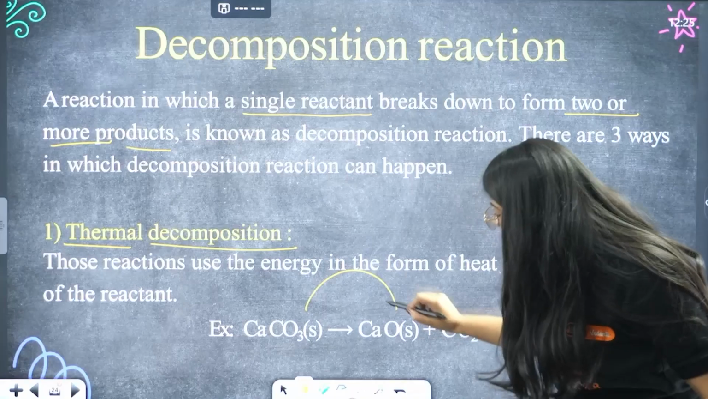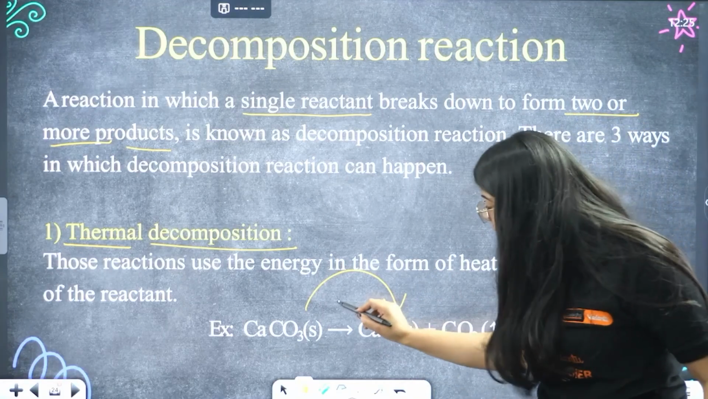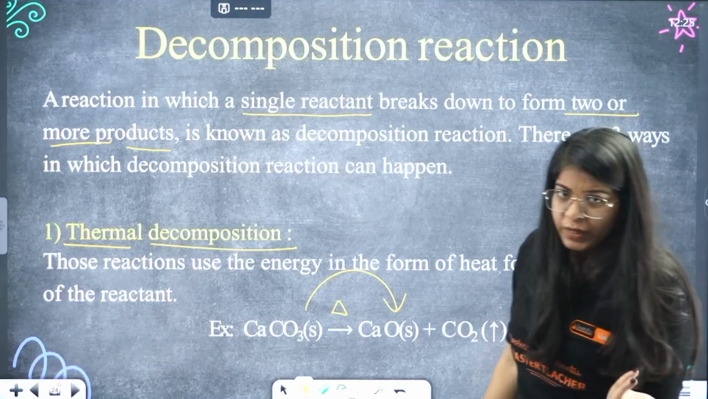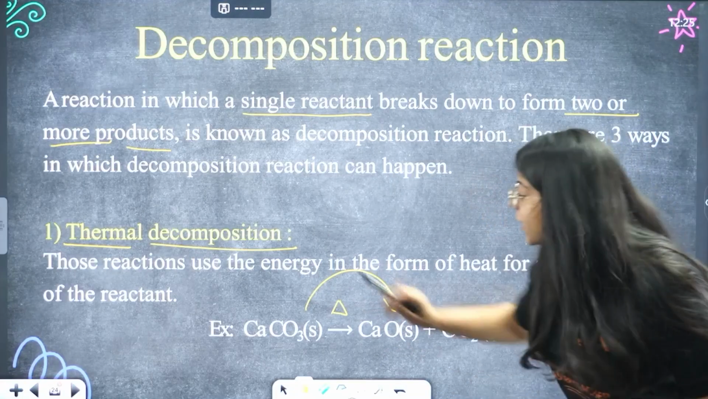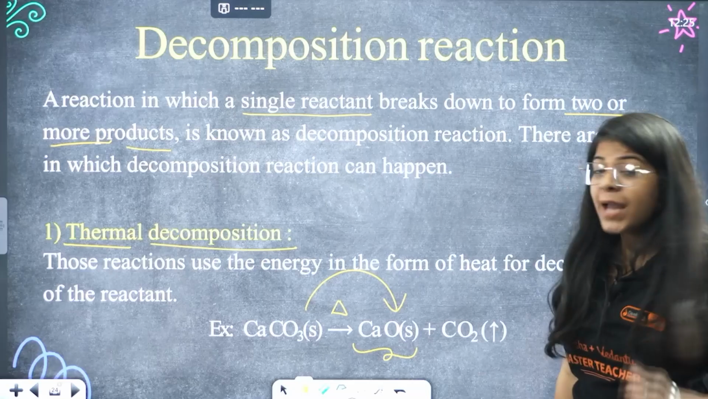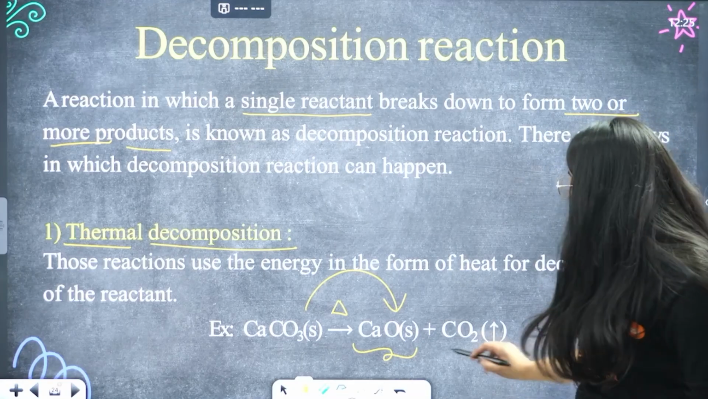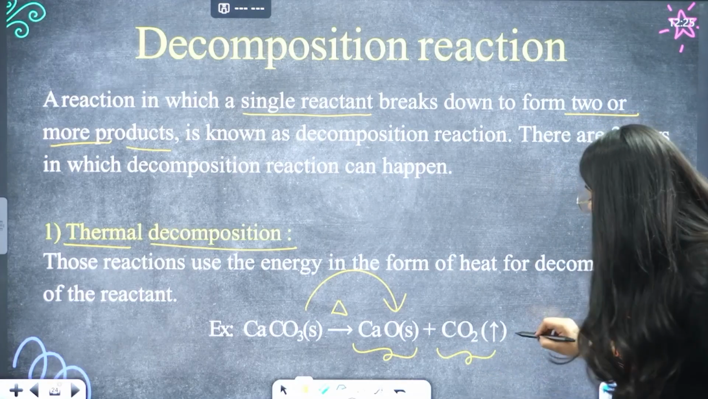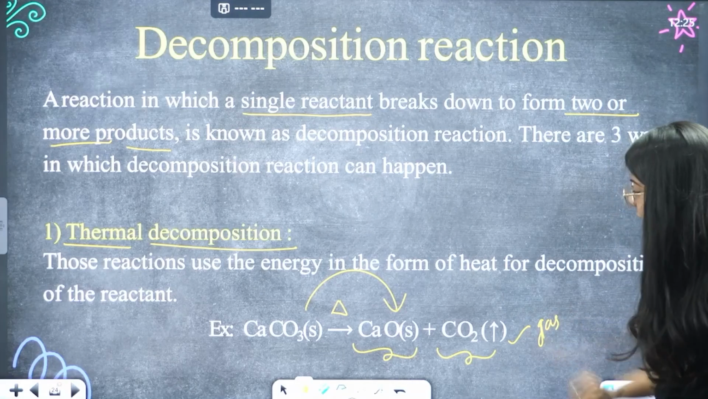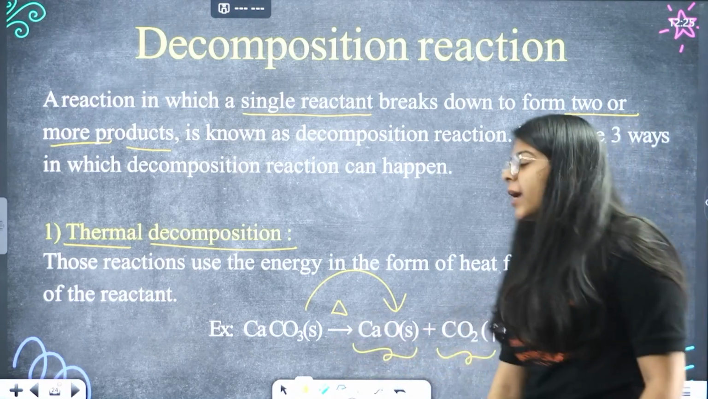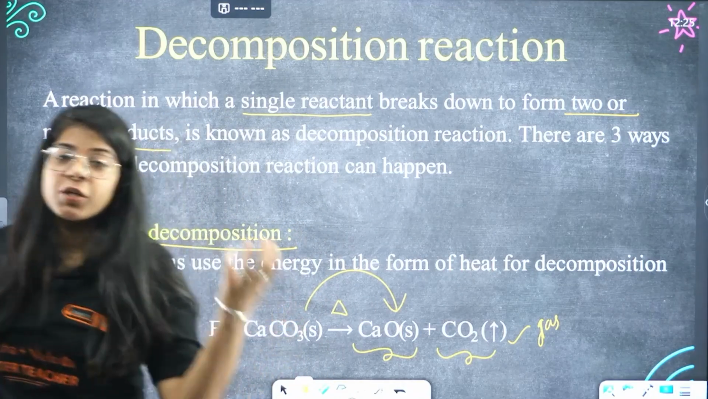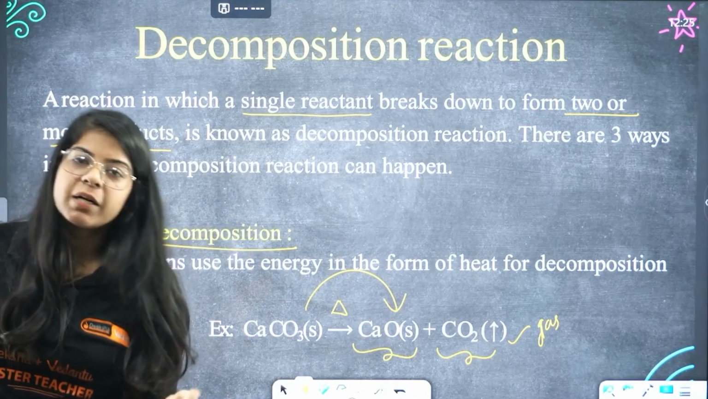It breaks down when you heat it. This can be a symbol of heat or sunlight, because both are used to heat, right? So this is a symbol of heat. So CaCO3, when you heat it, it breaks down into calcium oxide plus carbon dioxide. Now this arrow means it is a gas, right? S is solid. So calcium carbonate when heated converts into calcium oxide plus carbon dioxide.